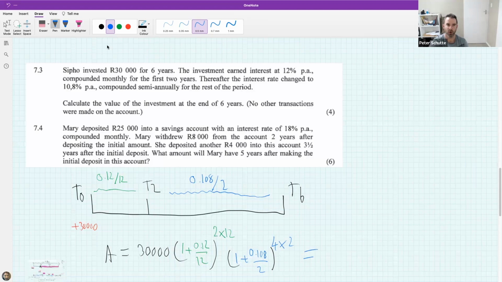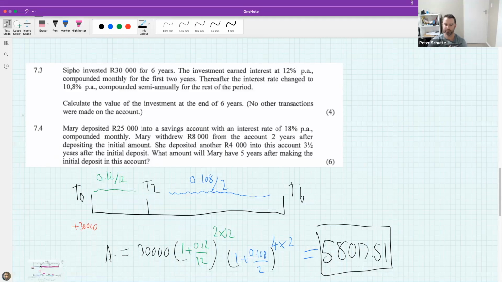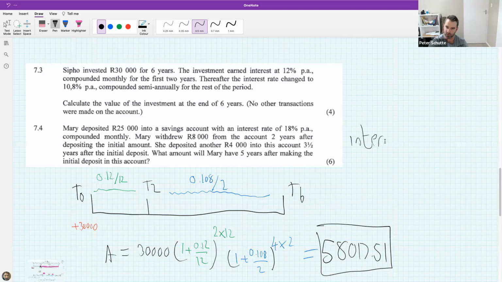And then the question is, what do I get for my final answer? How much is the 30,000 grown to? It should have grown to 58,017.51. And for bonus points, how much interest has accumulated on the original amount? How much interest has accumulated? What's the difference between the final amount and interest?